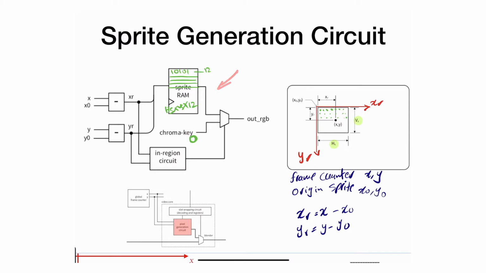It's really straightforward. We have the RAM, the in-region generating circuit in here, and of course some sort of multiplexer. Let me talk a little bit about what I am doing here with the XR and the YR. Basically I'm taking the XR and the YR and using them as an address for the Sprite RAM. So let's dig a little bit deeper into that.